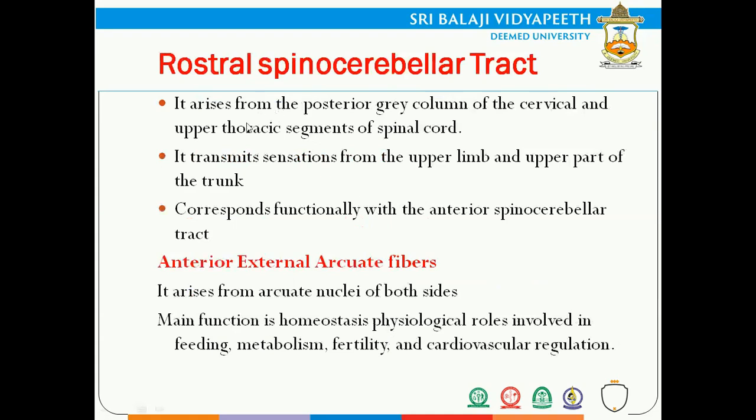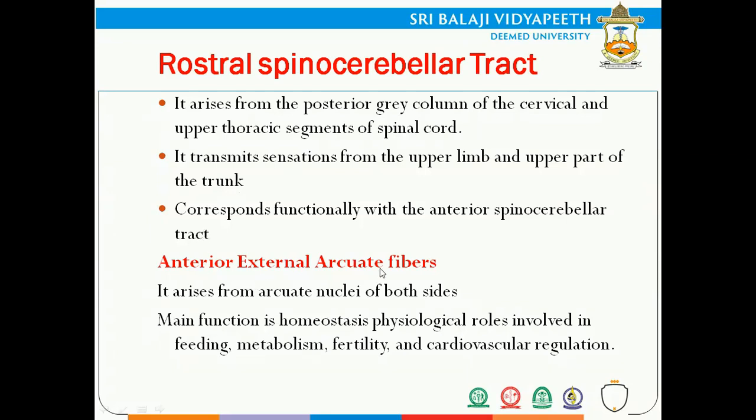Coming to the rostrospinocerebellar tract, it arises from the posterior gray column of the spinal cord. The cervical and the upper thoracic segments of spinal cord are mainly concerned with these tracts, and it transmits the sensation from the upper limb and the upper part of the trunk. Functionally, the anterior spinocerebellar tract is also coordinated with it. The sensations received by the upper limb and the upper thoracic segments of spinal cord are transmitted to the cerebellum by means of the rostrospinocerebellar tract.